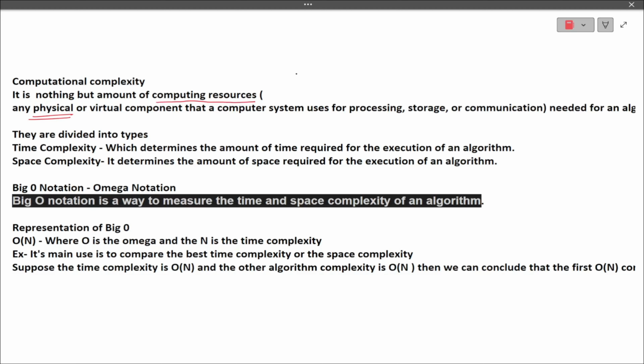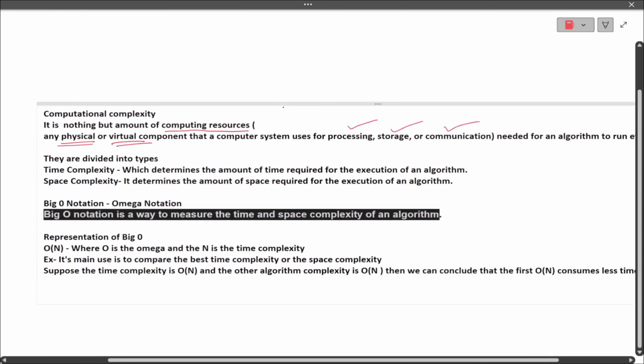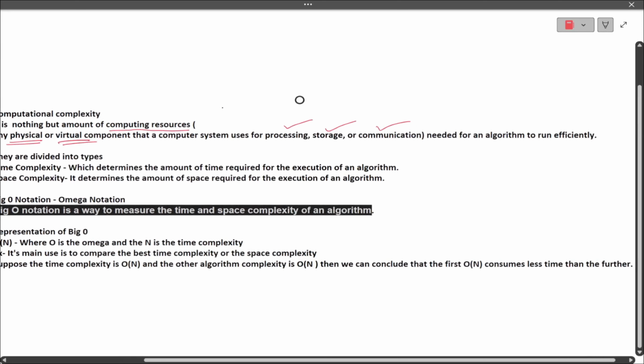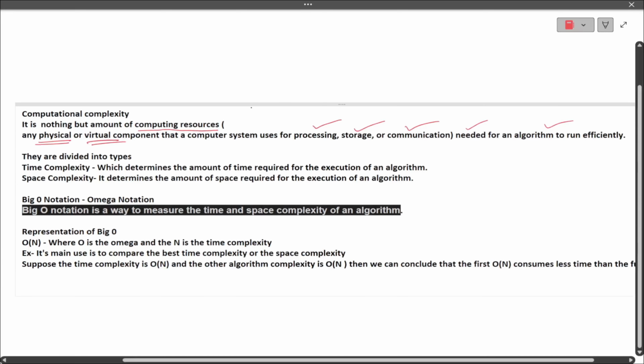Computing resources means any physical component or any virtual component of a computer system that will be involved for processing, storage, and communication of the algorithms. So in brief, it is nothing but the amount of computing resources needed for an algorithm to run efficiently. Whenever computing resources are involved in making your algorithm run efficiently and successfully, we call that computational complexity.